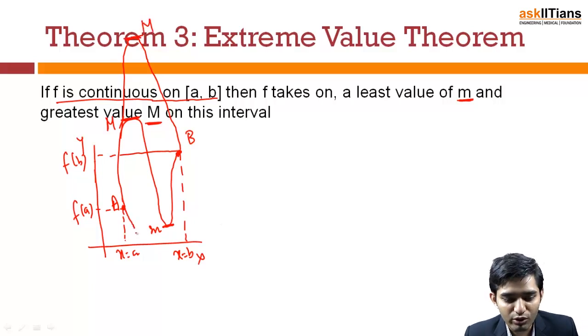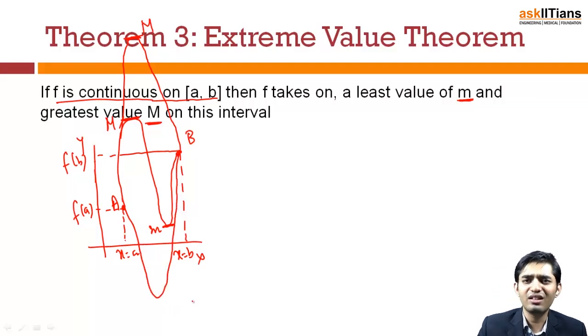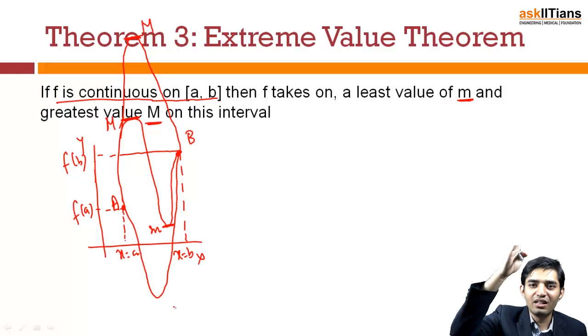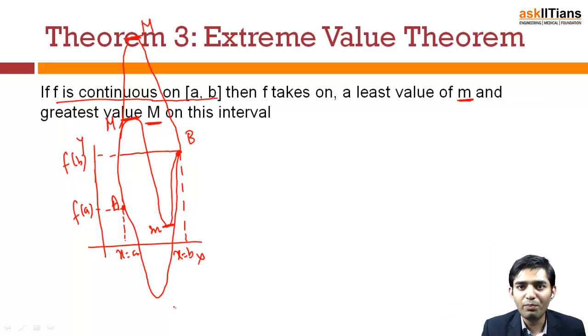If I go lower and lower and lower, at some point I will have to return and again go towards b. Because it is a continuous function, we cannot break the continuity. So we cannot lift the pen, because if it is going up to infinity, that means at infinity we will have to lift the pen. But in this case it is said that f(x) is continuous, so we cannot lift the pen. So at some point we will have to return, and where we are returning, there we will get the maximum value.